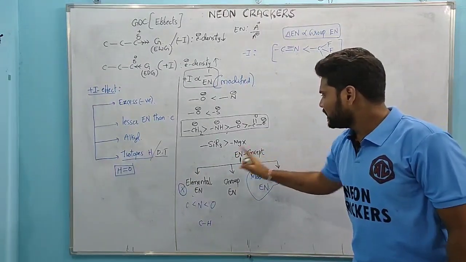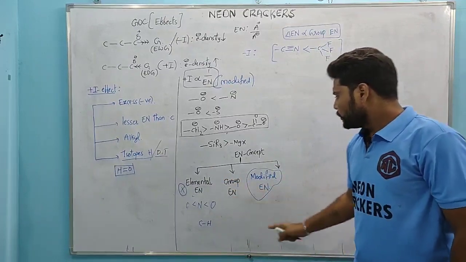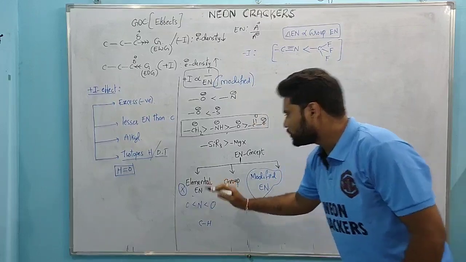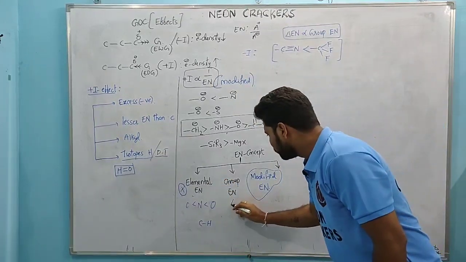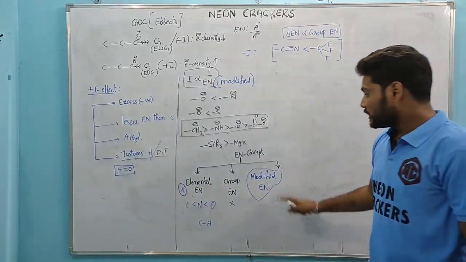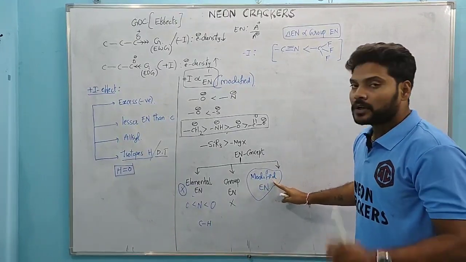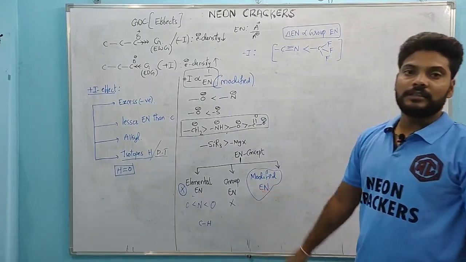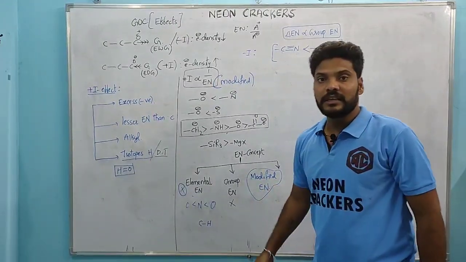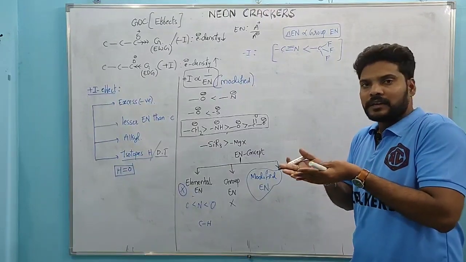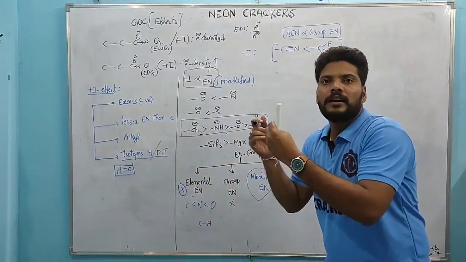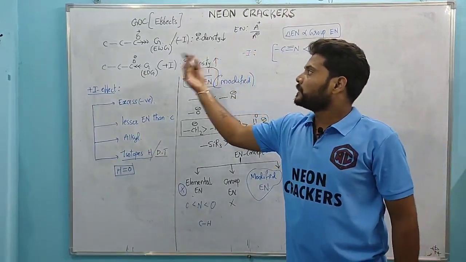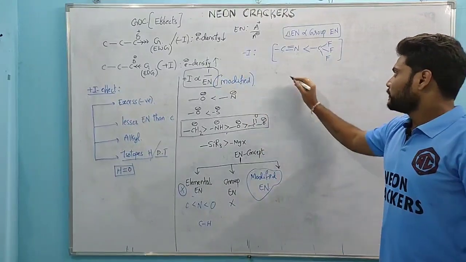So there are three types of EN concepts: elemental, group, modified. Practically, we should not select elemental electronegativity. We should not select group electronegativity. We have to select the final one after all possible effects. What is the modified electronegativity? That we should consider. Based on that electronegativity, whether that element or group is electron withdrawing or electron donating depends on whether it favors plus I or minus I. That we have to find.